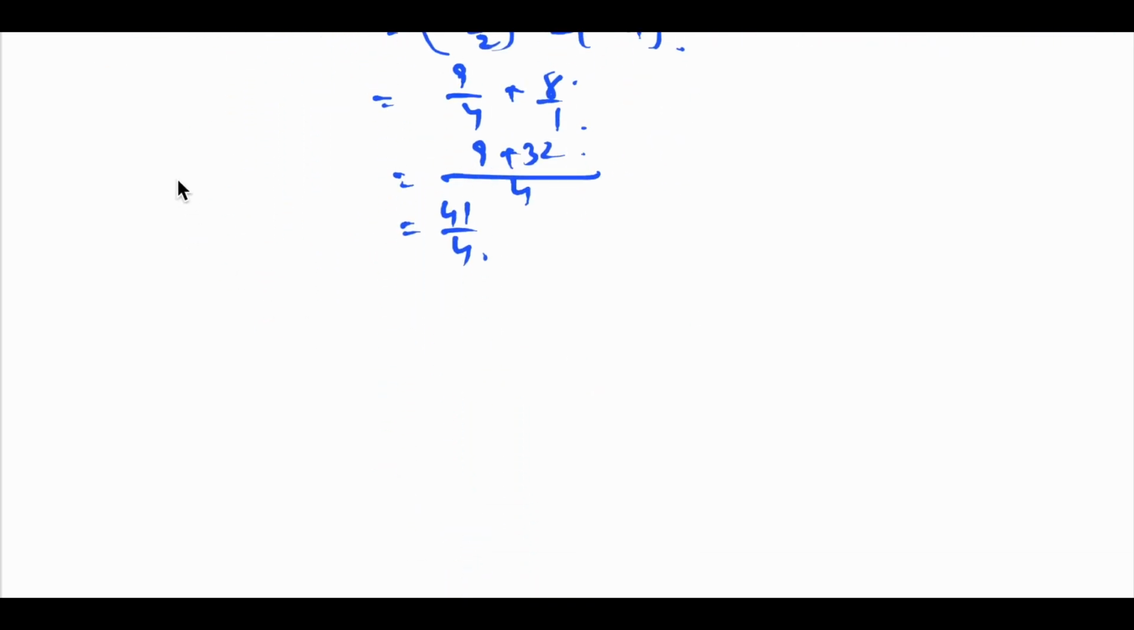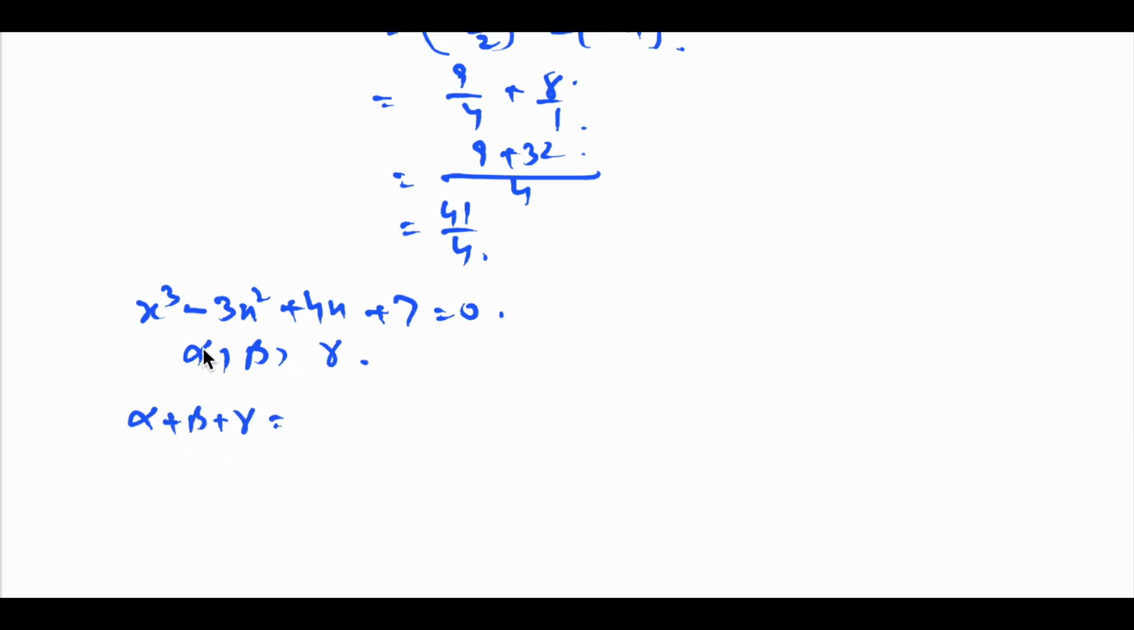Now let us see for the cubic equation. If I have a cubic equation, x cubed minus 3x square plus 4x plus 7 is equal to 0, this will have three roots, alpha, beta and gamma. First of all, I can find what alpha plus beta plus gamma is equal to. Alpha plus beta plus gamma is equal to minus b over a. It's minus of minus 3 over 1. So I can say alpha plus beta plus gamma is 3.